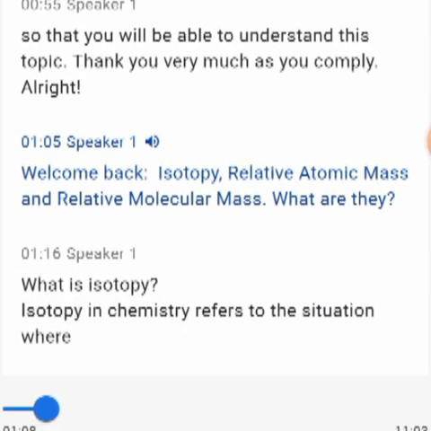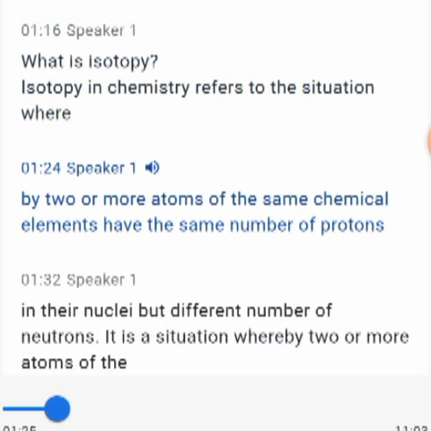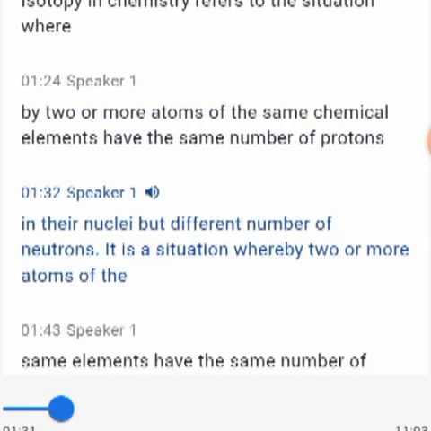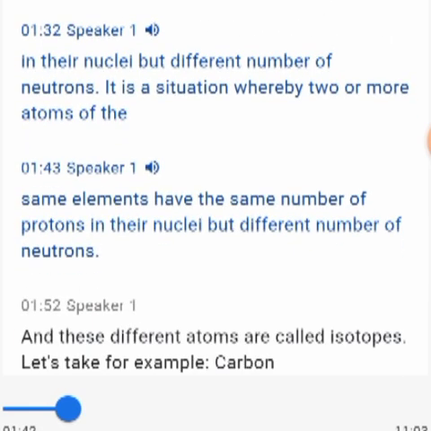Welcome back. Isotopy, relative atomic mass, and relative molecular mass. What are they? What is isotopy? Isotopy in chemistry refers to the situation whereby two or more atoms of the same chemical element have the same number of protons in their nuclei but different numbers of neutrons. And these different atoms are called isotopes.